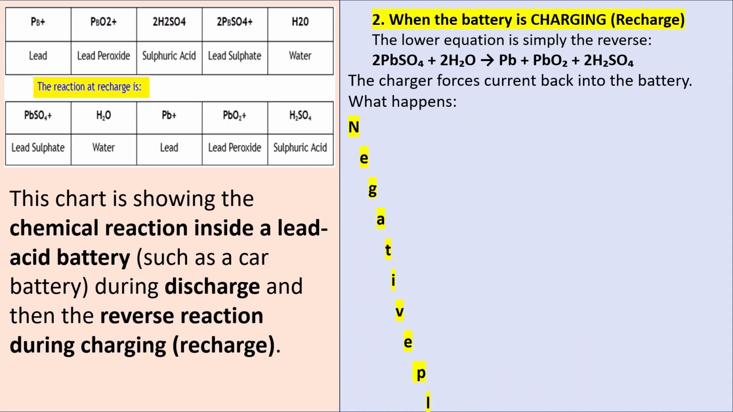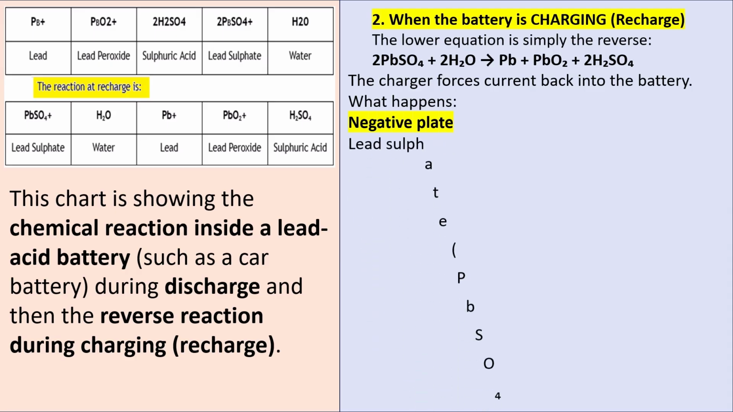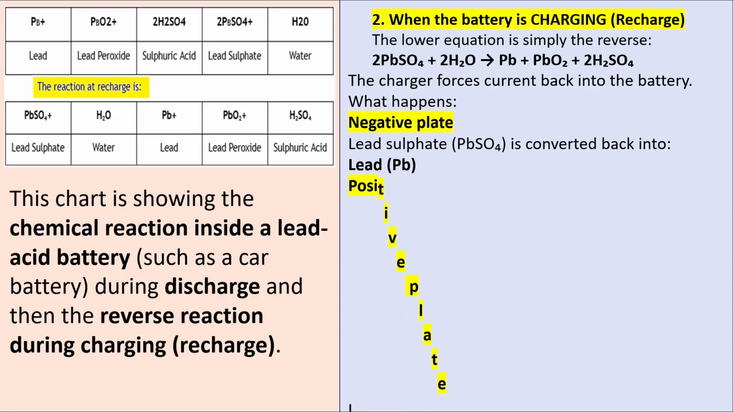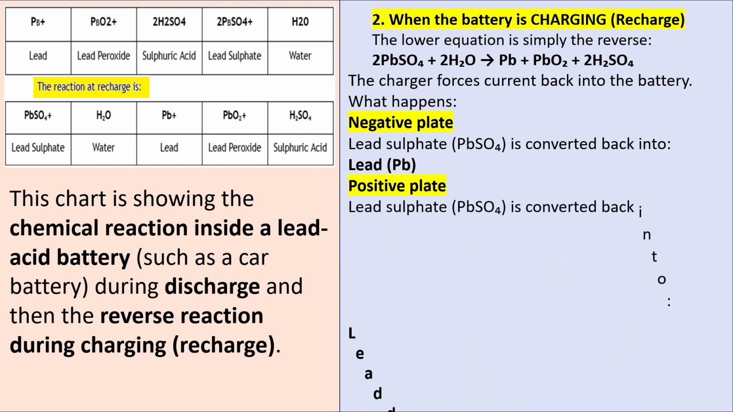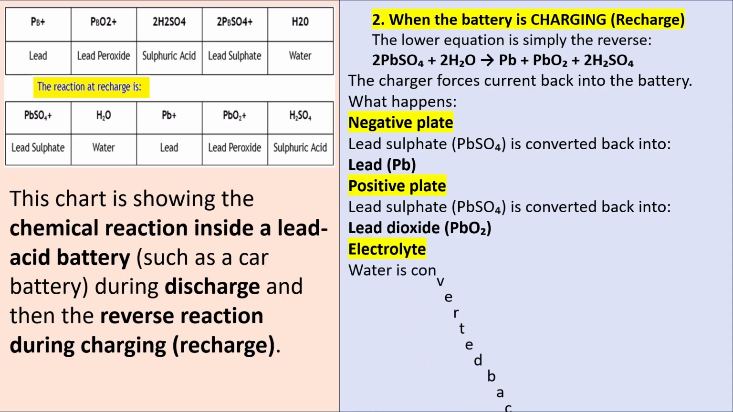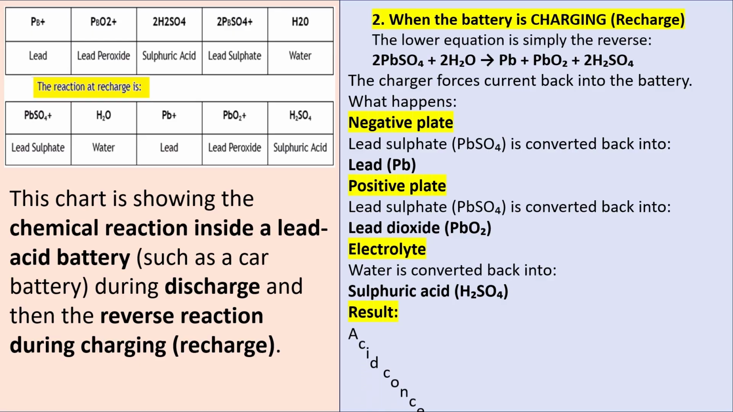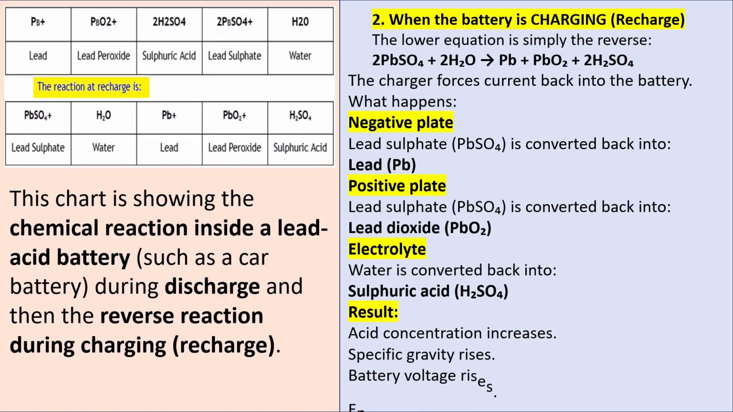The charger forces current back into the battery. What happens? Negative plates: lead sulfate PbSO4 is converted back into lead Pb. Positive plates: lead sulfate PbSO4 is converted back into lead dioxide PbO2. Electrolyte: water is converted back into sulfuric acid H2SO4. The result: acid concentration increases, specific gravity rises, battery voltage rises, energy is restored chemically.